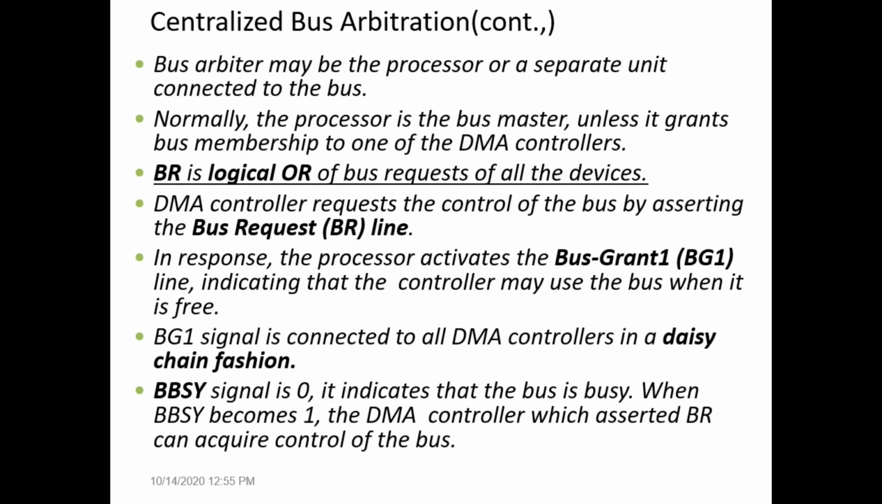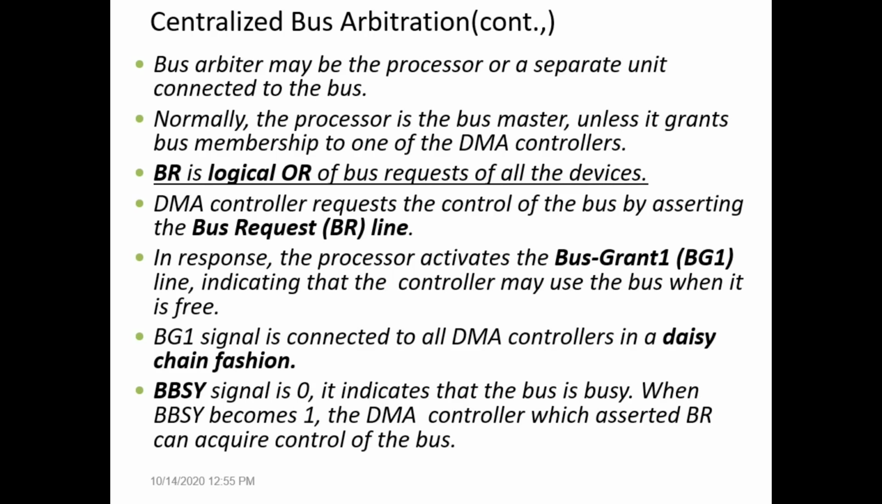One important thing: even though a device wins bus mastership, that DMA controller has to wait for the bus busy signal to become 1. Once it becomes 1, the newly won bus master uses the bus and makes the bus busy signal 0 to indicate somebody is using it. Once the data transfer is done and the device no longer requires bus mastership, it should again make the bus busy line 1. So the bus busy line is 0 to indicate the bus is busy and 1 to indicate the bus is free.